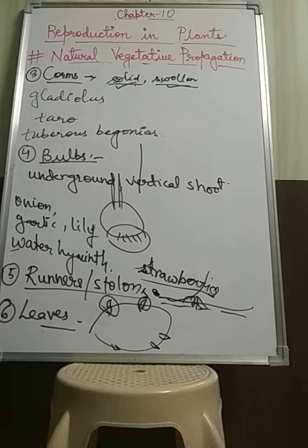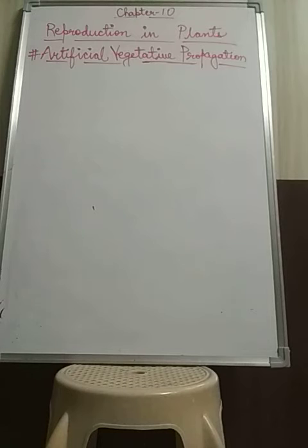So students, all these are about natural vegetative propagation. In all these structures, we learned that the natural parts of the plant are used for propagating or reproducing new plantlets. Now our next topic is artificial vegetative propagation, in which we will artificially propagate and grow the plant.